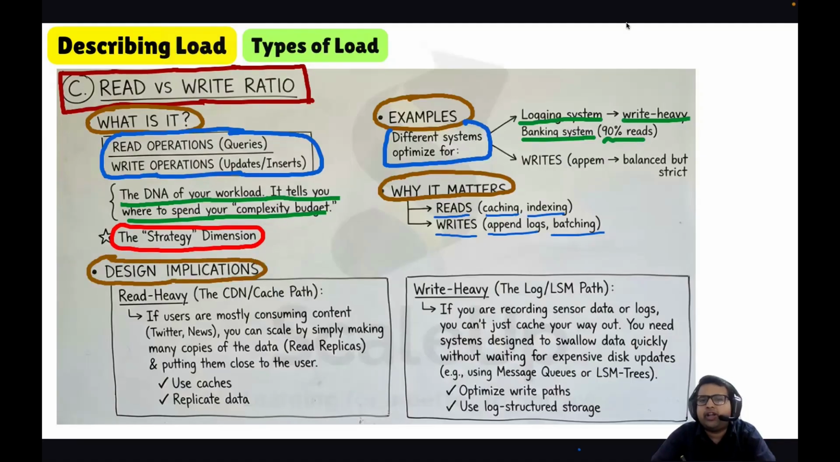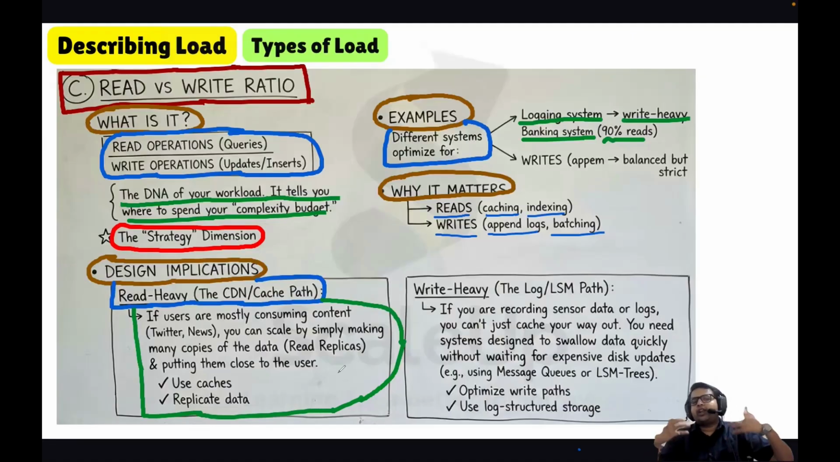If we talk about a read heavy task, we can make use of CDN or cache. The idea is that if users are mostly consuming content, like Twitter news, you can scale by simply making many copies of the data, read replicas, and putting them closer to the user. You can use cache, you can use CDN. So the idea is very clear: for read heavy tasks, we just have to make copies of data and put them closer to the user. That is the strategy for read heavy tasks.